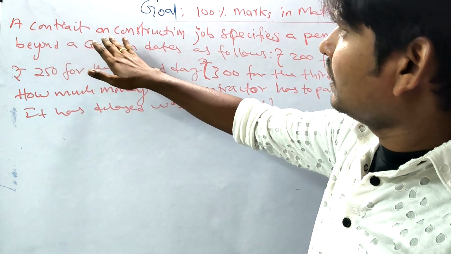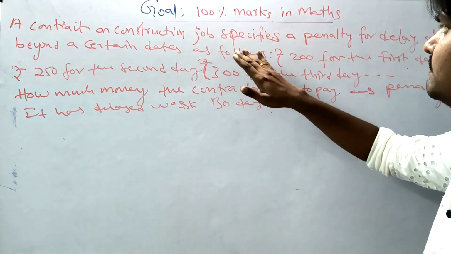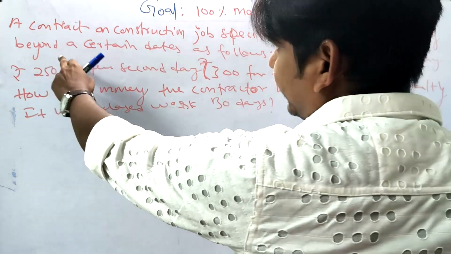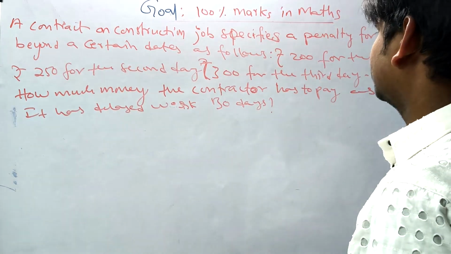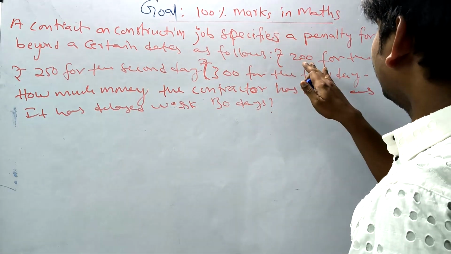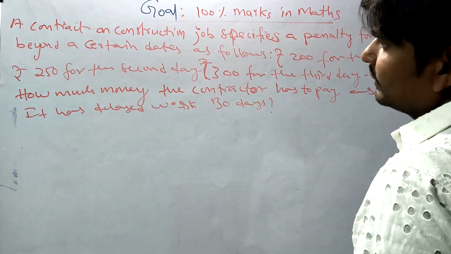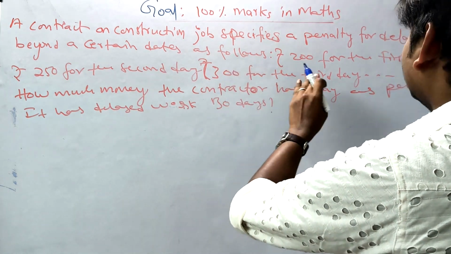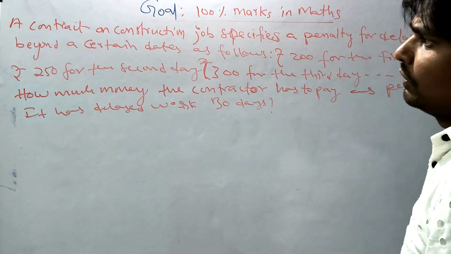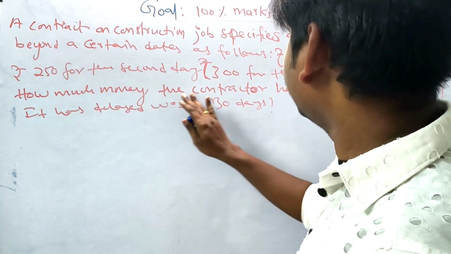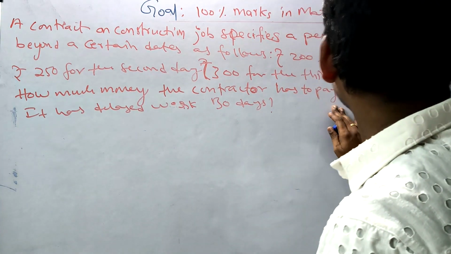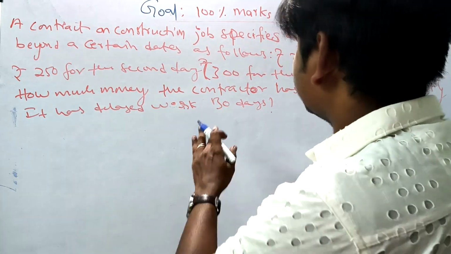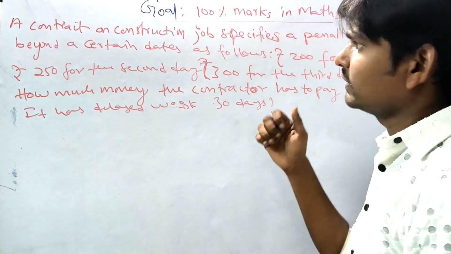A contract on a construction job specifies a penalty for delay beyond a certain date as follows: 200 rupees for the first day, 250 for the second day, 300 rupees for the third day, and so on. Now, what is the question? How much money does the contractor have to pay as a penalty? It has delayed the work by 30 days.